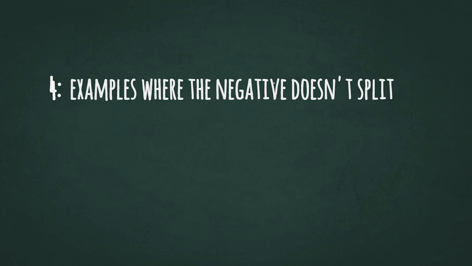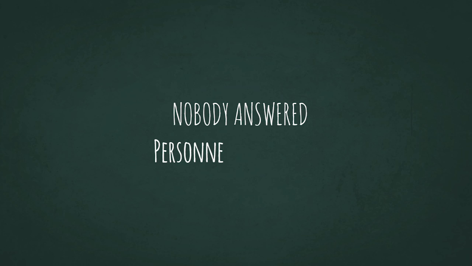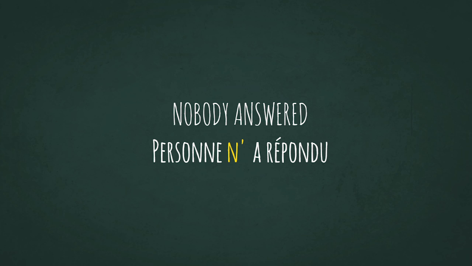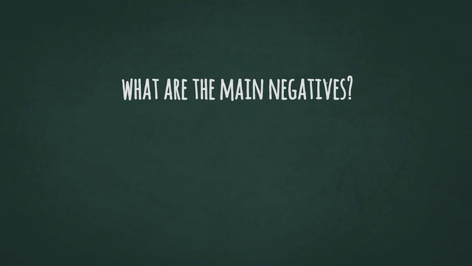Other negative that you might be familiar with is nobody. So let's take in English, nobody answered. Personne ne. That's my nobody did anything. Personne ne. Answered, a répondu. Now my E here is going to disappear and this is going to be an apostrophe. Okay? Personne n'a répondu.